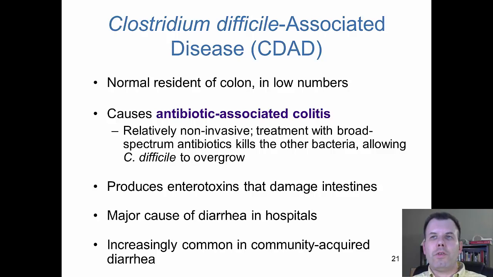Okay. It produces enterotoxins that damage the intestines. Again, it's a major cause of diarrhea in hospitals. And again, it's becoming common in community-acquired diarrhea. So we're seeing it more and more. That's because people are on long-term antibiotics longer, and things like these super infections develop. And when we see these grow out, you see them start to be passed from one person to another. So it's not the best thing. But a lot of times it starts when that person's on long-term antibiotics, starts as a super infection, and then can spread from there. Okay.